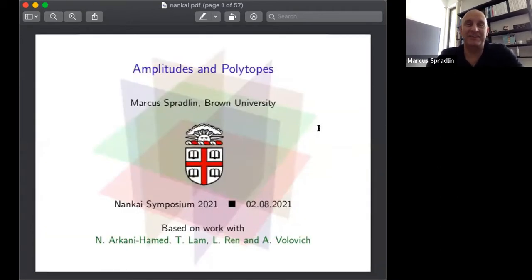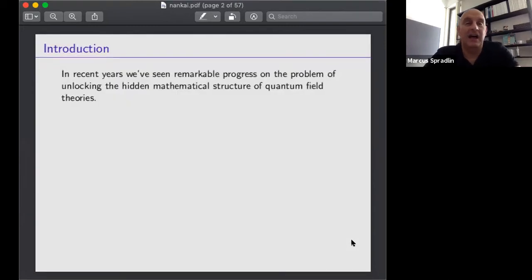Anastasia's talk that just preceded mine does a good job of motivating the overall problem that we're interested in. So that lets me start at a slightly more advanced position. But the work that I'll be talking about today will be mostly based on a couple of papers written with Nima Arkani-Hamed, Thomas Lam, our student Li Cheng Ren, and Anastasia.